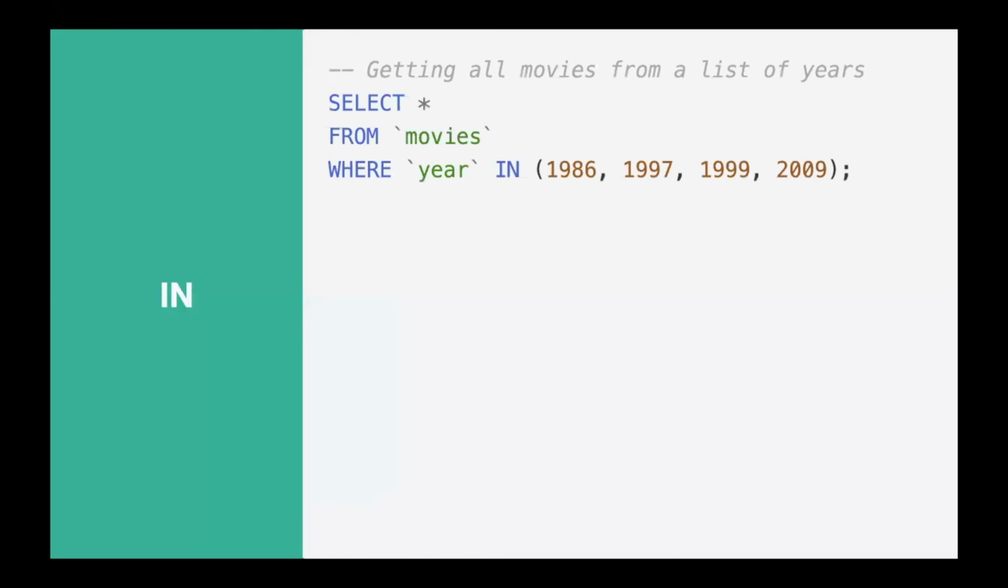So let's see this in an example. Here is the example of the in clause. We have select star from movies where year in, and then we provide this list: 1986, 1997, 1999, 2009. So here is a list of dates. Now, if any of these dates matches the value in year, that row would be returned. Again, we could do this with the or, but this is significantly shorter. All right, any questions about using in?